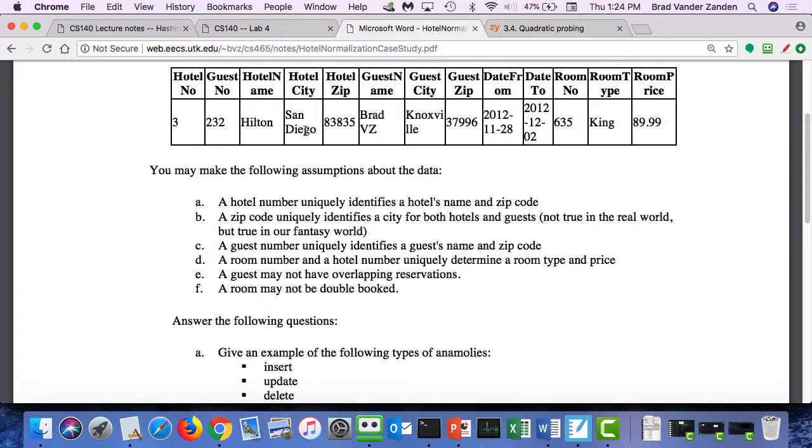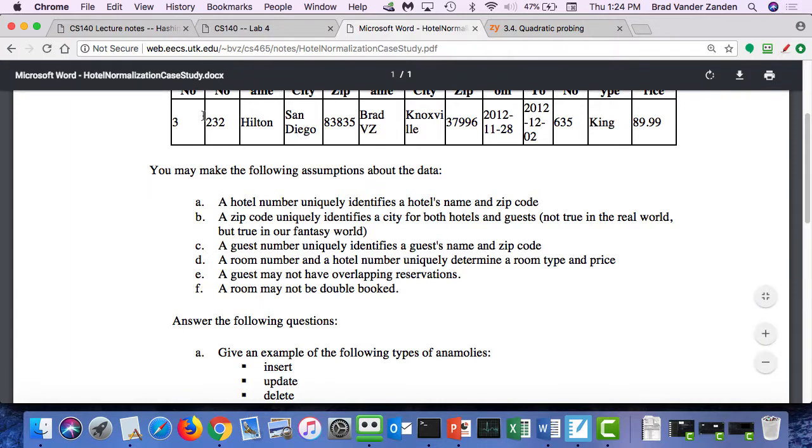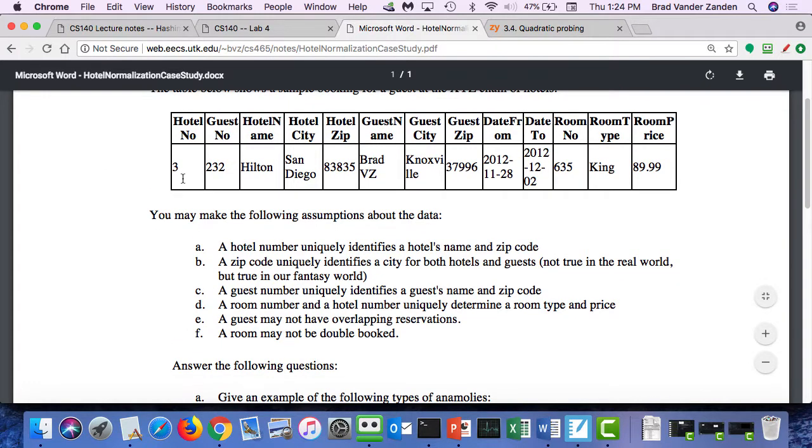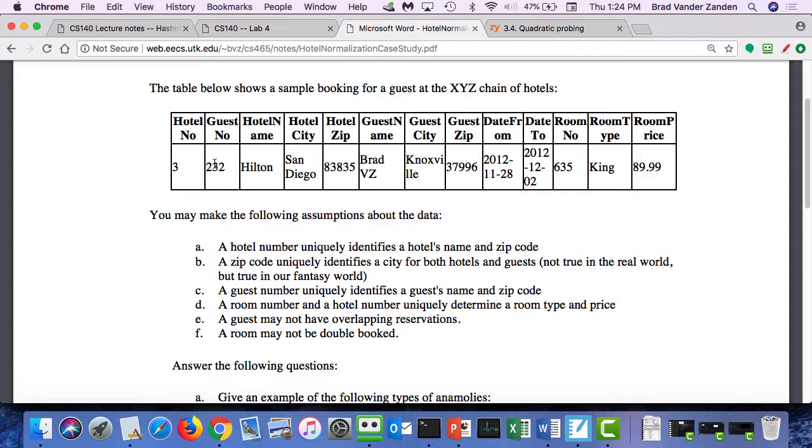Yes. Try to insert a hotel, you'll have to give them a guest and everything. Very good. So if you try to insert a hotel, the problem is you have to have a guest associated with the hotel. If you're thinking about the probable primary keys, one is probably going to be the guest number and the date from, either the date from or the date to, because you can't have an overlapping reservation, so the guest number and the date from should somehow uniquely determine it.